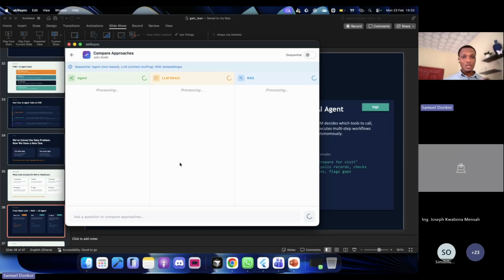The agent, like Peter mentioned, will only get the information it needs, right? It will iteratively use the tool to get the relevant information it needs instead of ingesting all the data. On the other hand, the LLM will ingest all the patient data into itself and then try to answer our question.